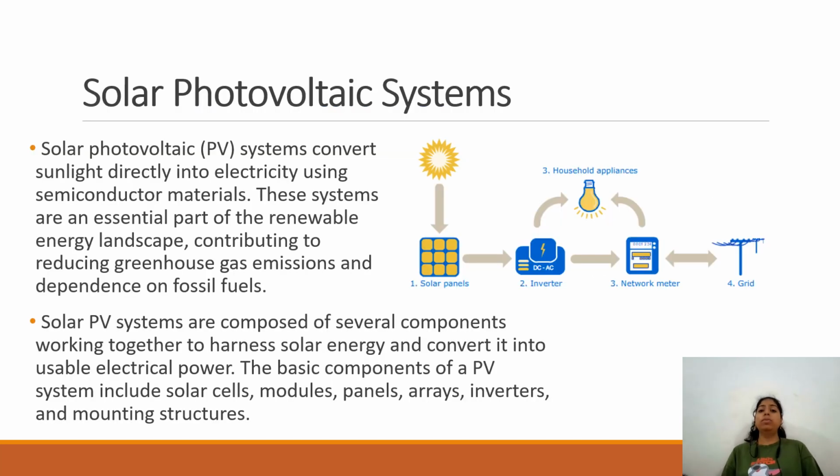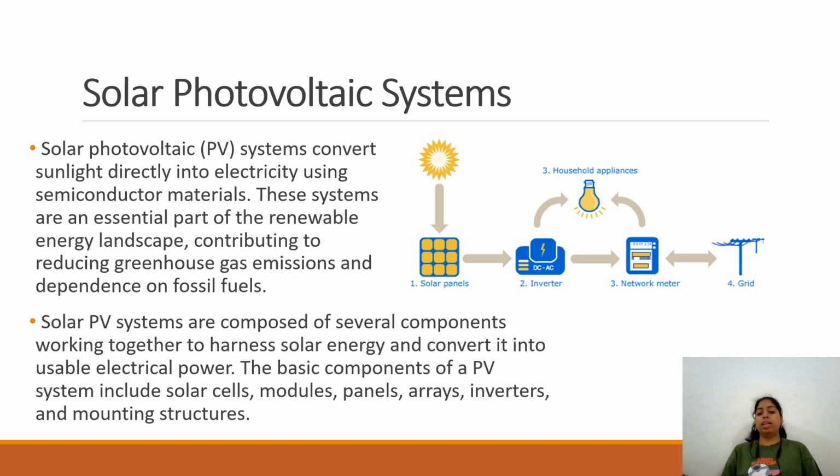So what are solar photovoltaic systems? Solar photovoltaic systems or PV systems convert sunlight directly into electricity using semiconductor materials. These systems are essentially part of the renewable energy landscape, contributing to reduce greenhouse gas emissions and depending on fossil fuels. Solar PV systems are composed of several components working together to harness solar energy and converting it into usable electrical power.